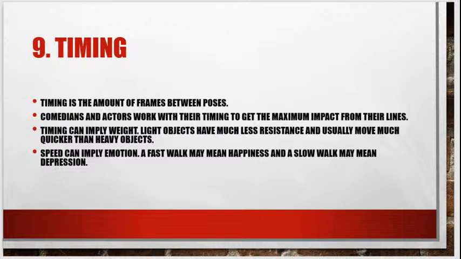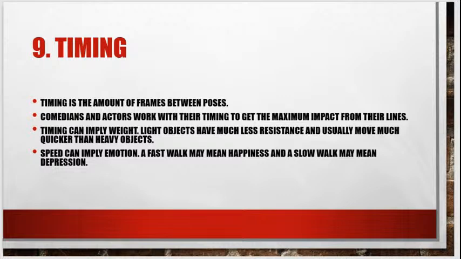Speed can also imply emotion. Suppose you want to show a man is very happy and he's walking, so you show a fast-walking man. A fast walk may mean happiness. If you want to show happiness, you can make the cartoon character walk a little faster. If you want to show his depression, his sadness, how will you do that? You will make him walk slowly. So he will have a slow walk, meaning he is sad and depressed. So timing can also show the emotion and the mood of a person.